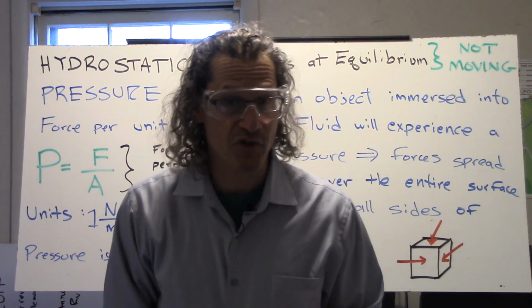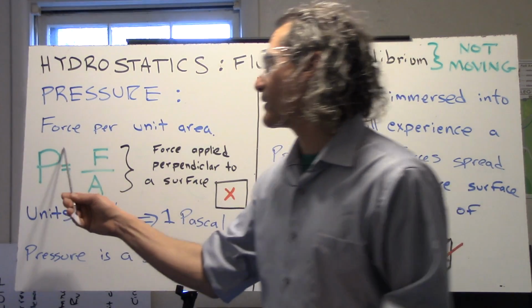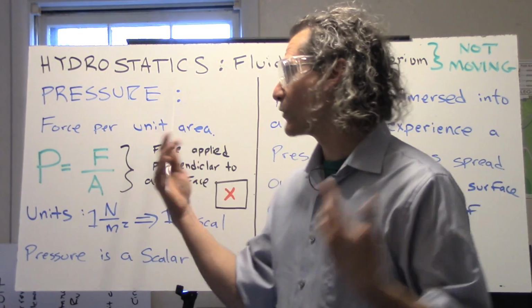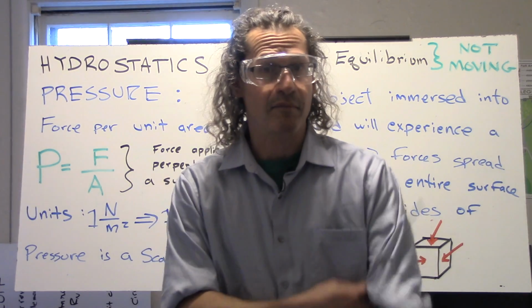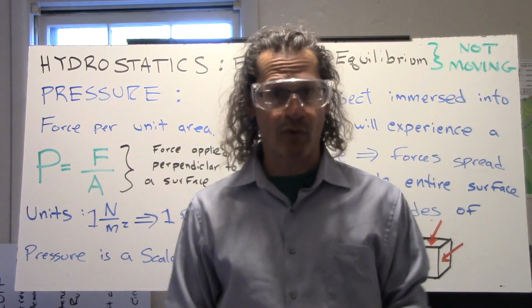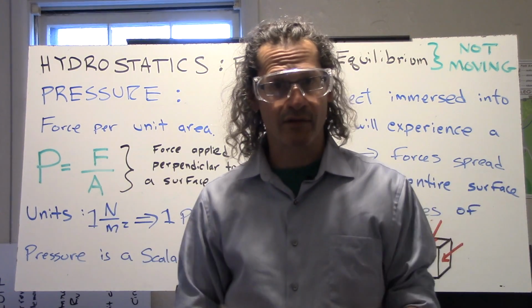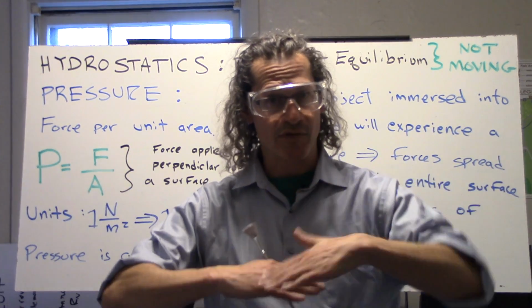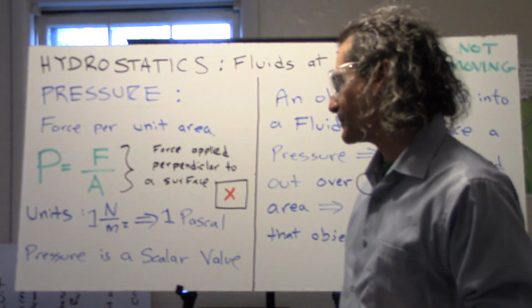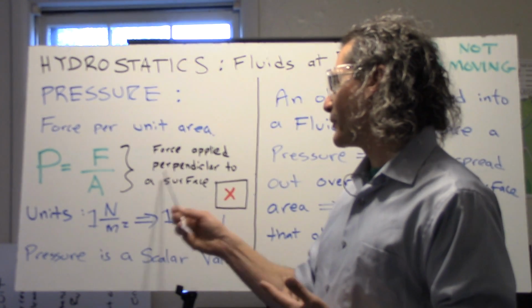But we learned about pressure at that time, and we learned that force per unit area is the definition of pressure. And one of the things that made the snowshoes work was that we were able to spread out the force of one's weight over a larger area so you wouldn't sink in the snow quite as much. So pressure is force divided by area. This force is applied perpendicular to a surface.